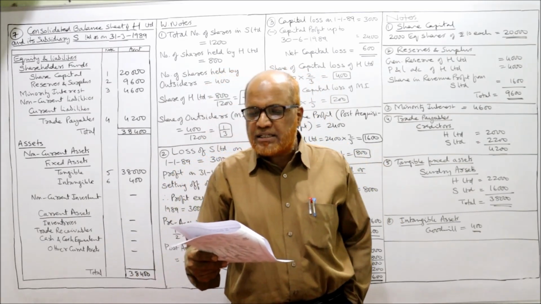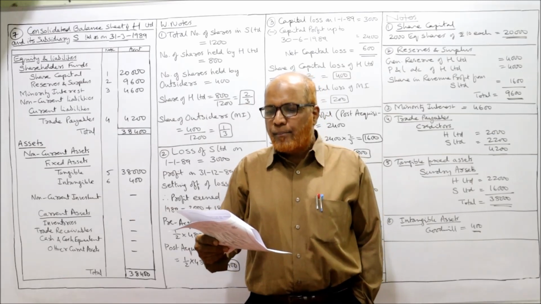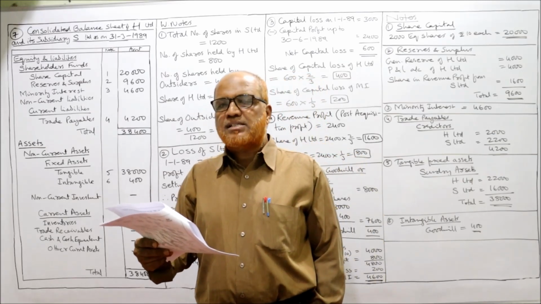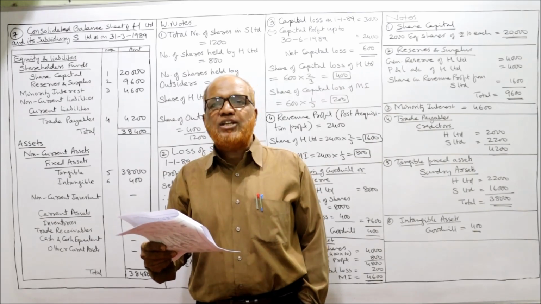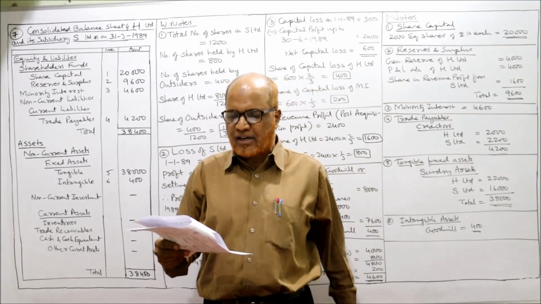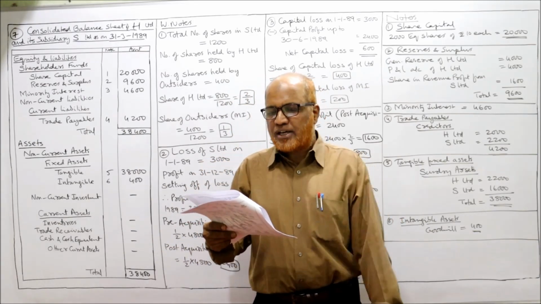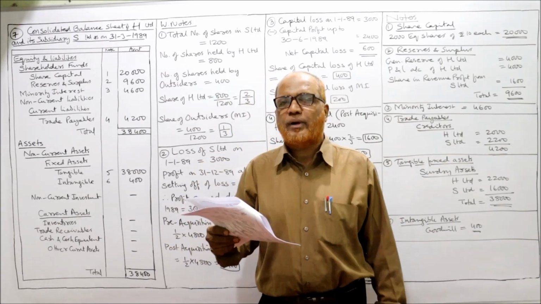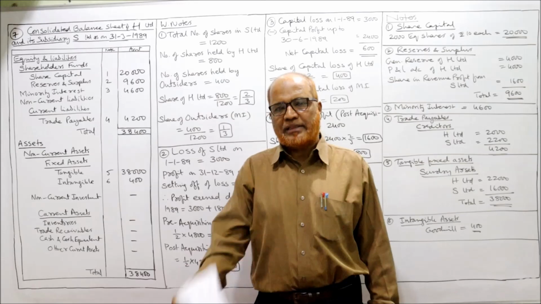Prepare a consolidated balance sheet from the following information. The balance sheet is given as on 31st December 1989, of H Limited and S Limited, the holding company and the subsidiary company. Share capital, shares of rupees 10 each, fully paid: H Limited 20,000 and S Limited 12,000.